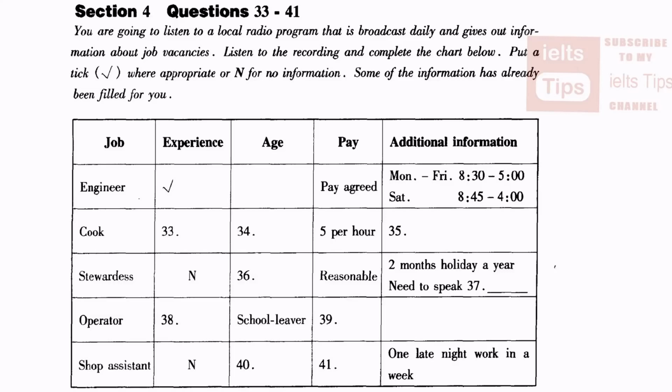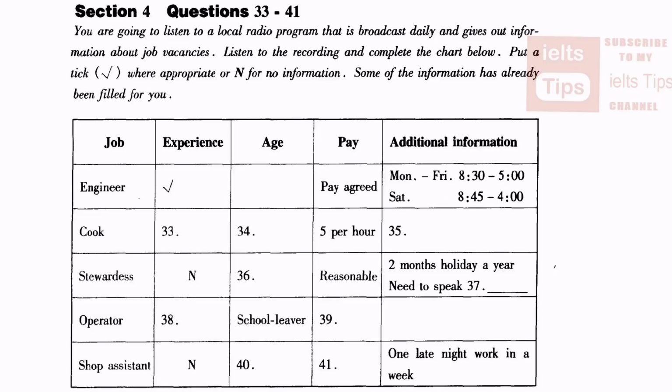How about an engineer? You must be experienced for this job, at least 2 years' experience in this field, and the pay will be agreed. So that will depend on experience. The hours are 8:30 a.m. to 5 p.m, Monday to Friday, and Saturday 8:45 a.m. to 4 p.m. An engineer.